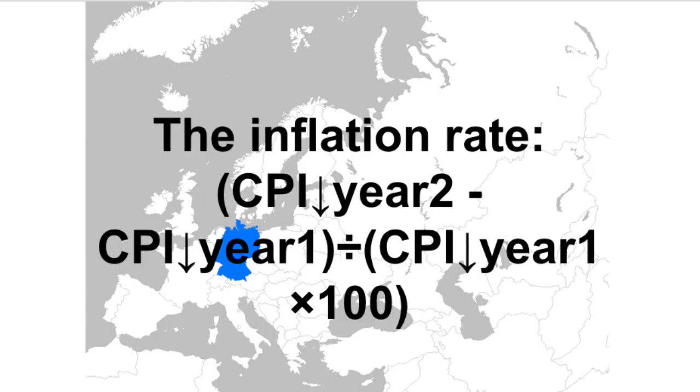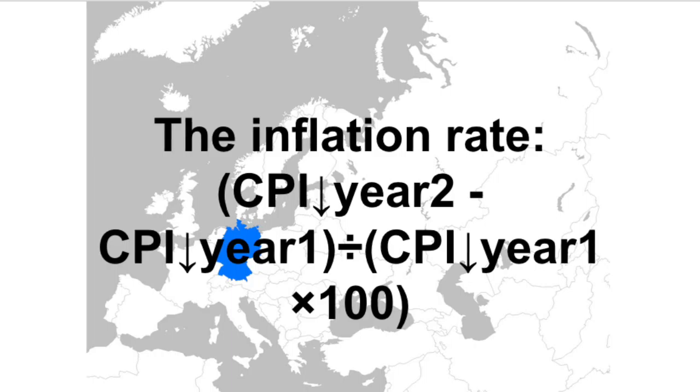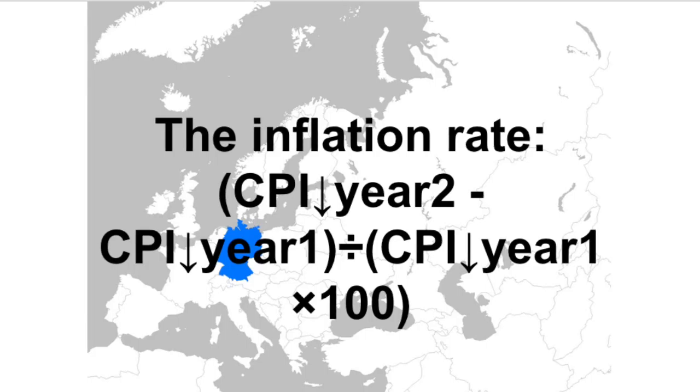CPI measures the price of a set basket of consumer goods. They include goods that typically households consume between one time period and another. Germany's inflation rate is also relatively low, 1.6% in 2013. A low inflation rate would have a range between 0 to 5%.